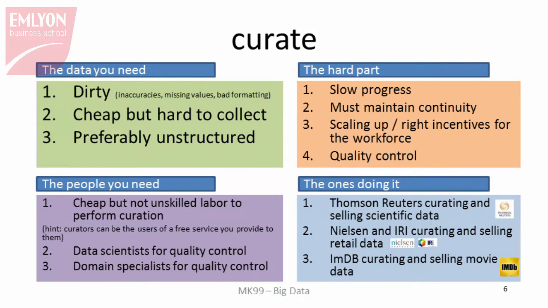So that's the core of the business of Thomson Reuters. That's also the core of the business of Nielsen and IRI, which basically collect hard-to-find data in stores, which is messy, and they really take the pain to clean it and standardize it and aggregate it and classify it, and they can sell it at a very high value to product makers and stores that are interested in how they manage.